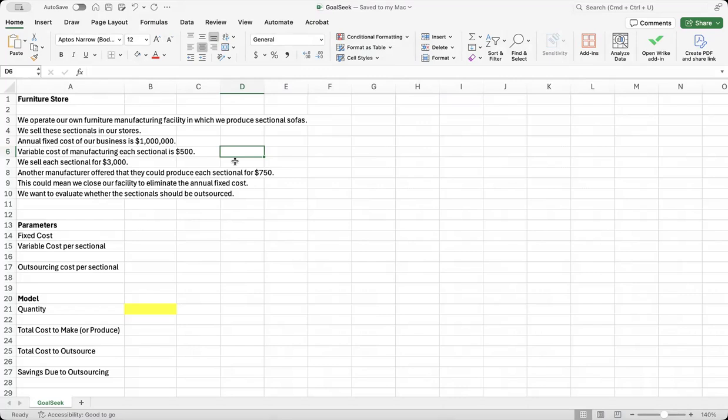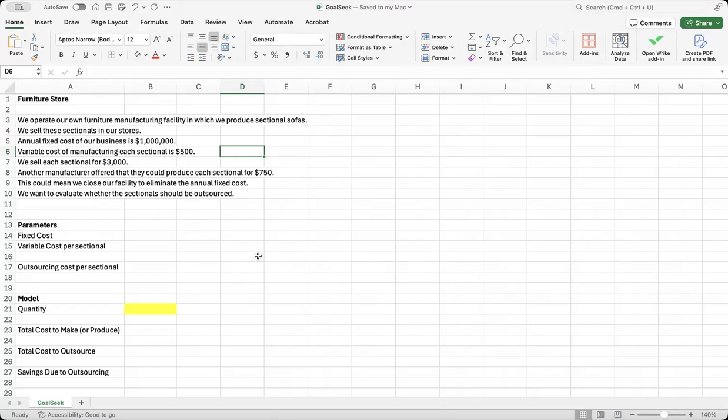We were offered an outsourcing opportunity, where this other manufacturer charges us $750, which could mean that we can close our manufacturing facility and outsource these productions, which could possibly lead to some savings. And that's exactly what we are trying to analyze. Is this outsourcing an opportunity that could save us some money for our business?